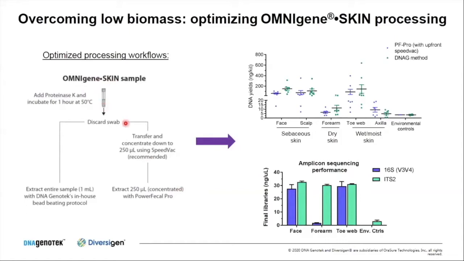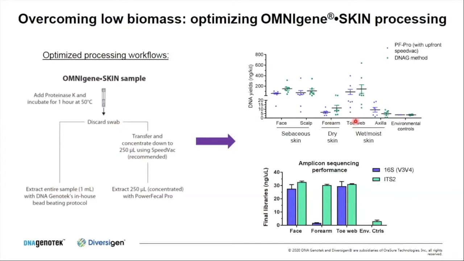And when it comes to extraction, there's 2 ways of processing those samples. The one that we recommend is using PowerFecal Pro, which is a QIAGEN kit that works very well for most microbiome samples. And we suggest that people concentrate the 1 ml of sample down to 250 so that you can process the entire sample in one step. But we also developed our own extraction protocol, the DNA Genotek in-house protocol, where you can skip that concentration step and take the entire 1 ml stabilized sample straight into a bead beating tube, and then you can isolate the DNA using silica columns.